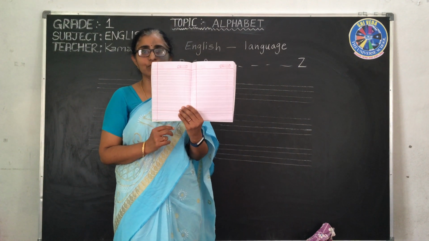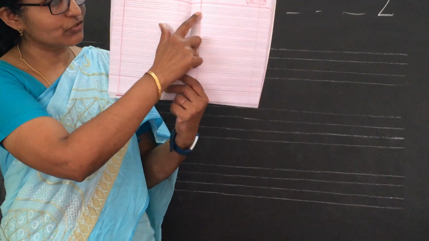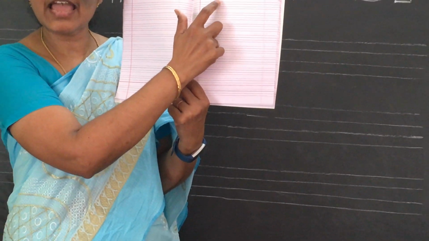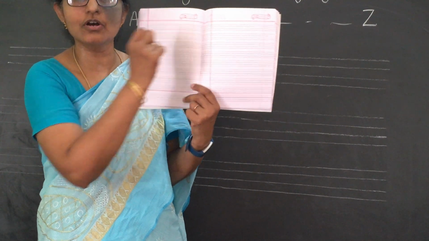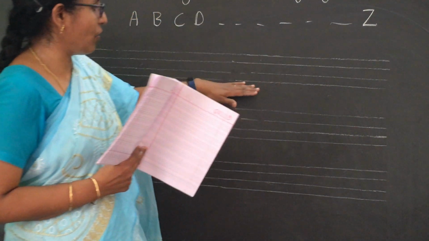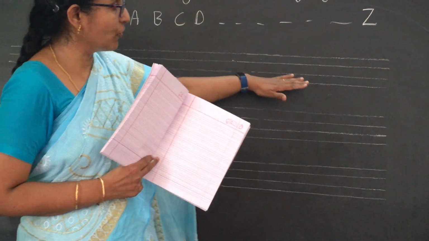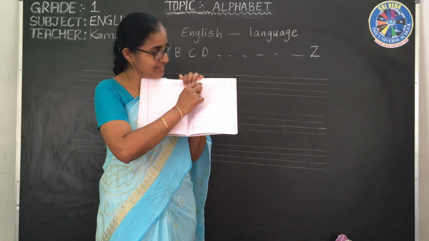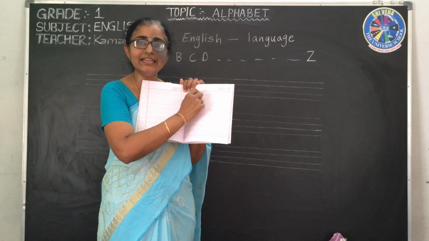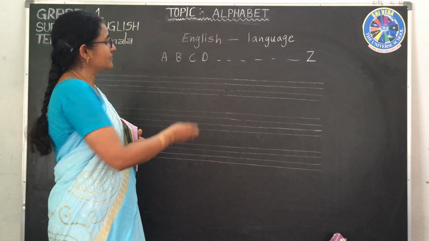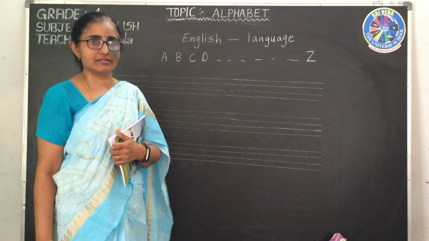If you see this book, you can see that you have 4 lines. There are 2 red lines and 2 blue lines or 2 black lines. Now we'll see on the board, I also drew 4 lines. Now I'll show you how to write neatly in these lines using these 4 rules. So, first we'll start with the capital letters.